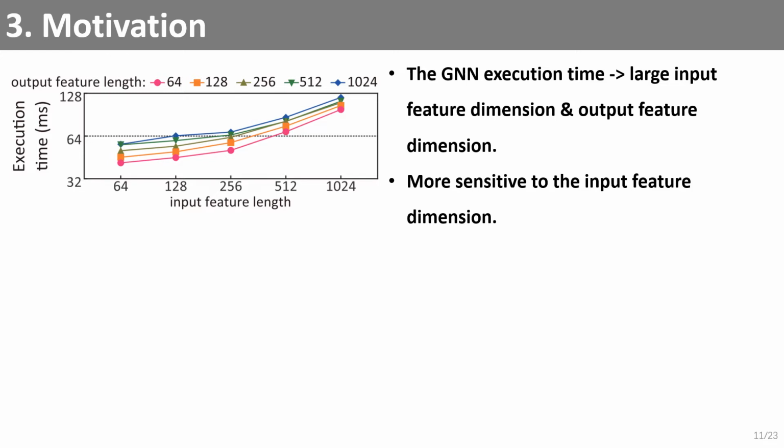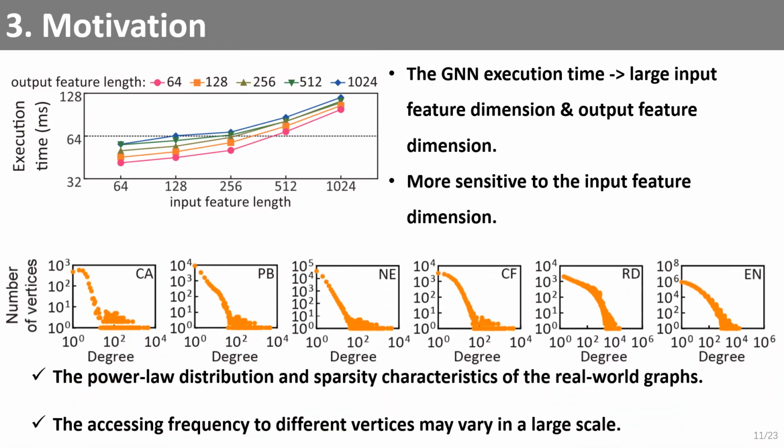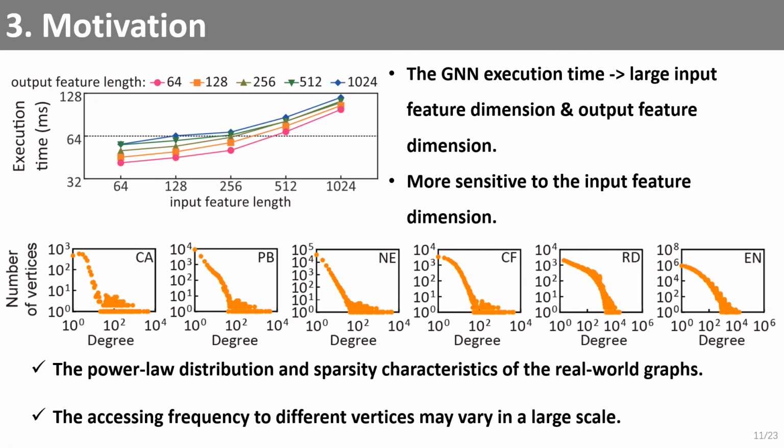Meanwhile, we also analyze the power law distribution of datasets used in GNN fields. The results reveal that these datasets also follow the power law distribution, and the access frequency to different vertices may vary on a large scale.